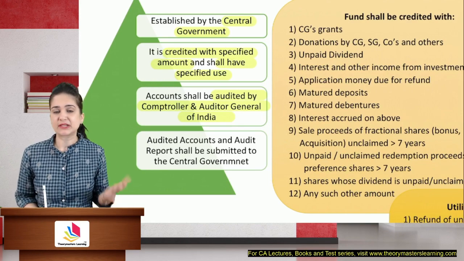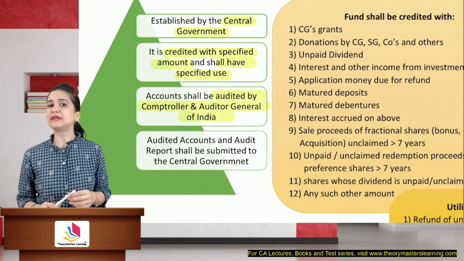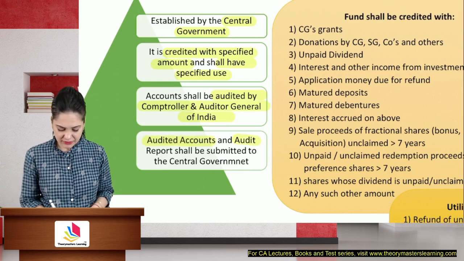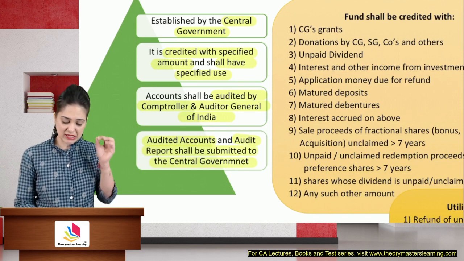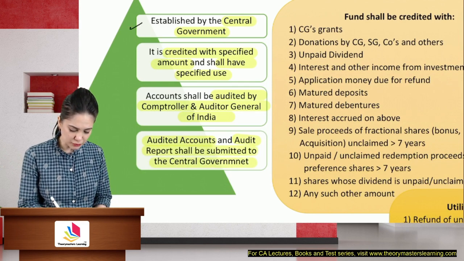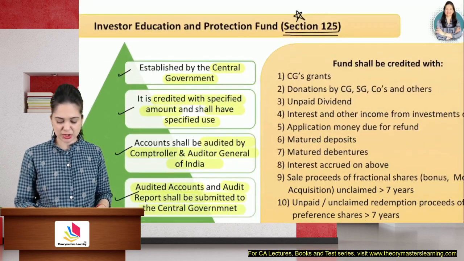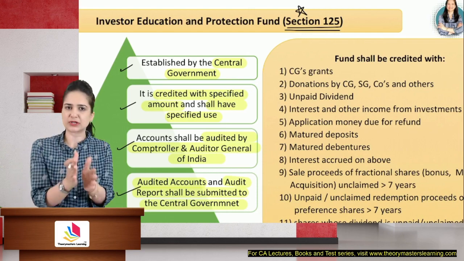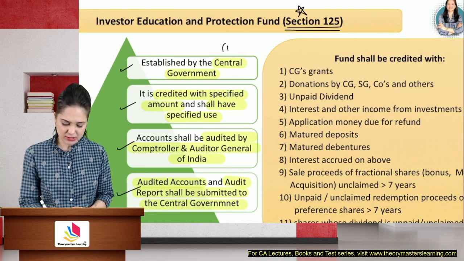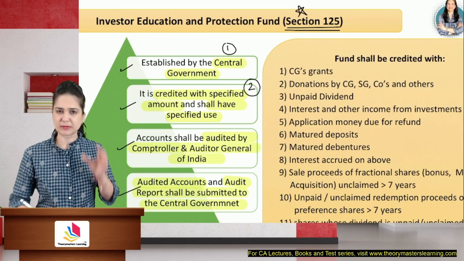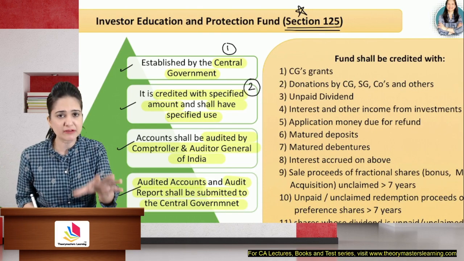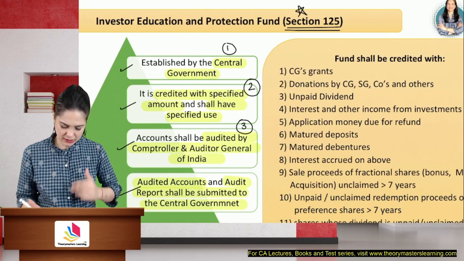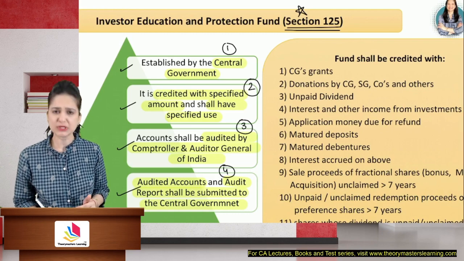Because it is a fund, there is a lot of money involved, you also need to properly audit the accounts. So the accounts will be audited by the Comptroller and Auditor General. Audited accounts and the report shall be submitted to the central government. So these are pointers which you have to remember for the exam. In case a question is asked on IEPF, you will not just start writing what is credited and how it is to be utilized. First, give some introduction. What are the points that we discussed? It is established by the central government. It is credited and it has specific use. Since a lot of money is involved, you also need to get the accounts audited. Once the accounts are audited, the audited accounts and the audit report shall be submitted to the central government.